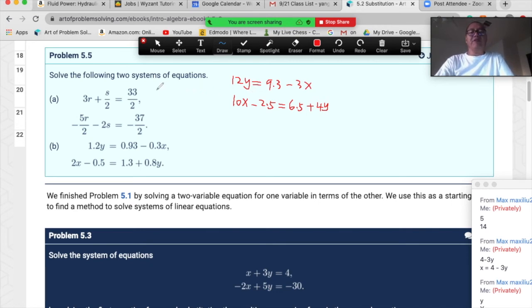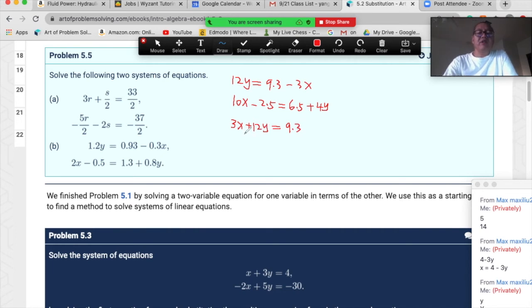In the previous equations, the x and the y were all on the left side. The constant term we always keep on the right side. So that means we still need to simplify, make both sides plus 3x. You get 3x plus 12y equals 9.3. This is the first equation.